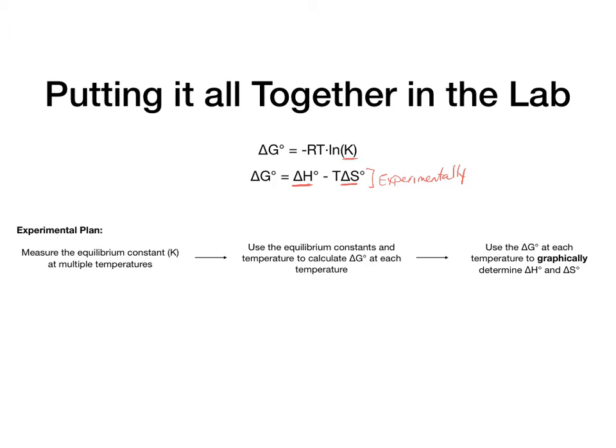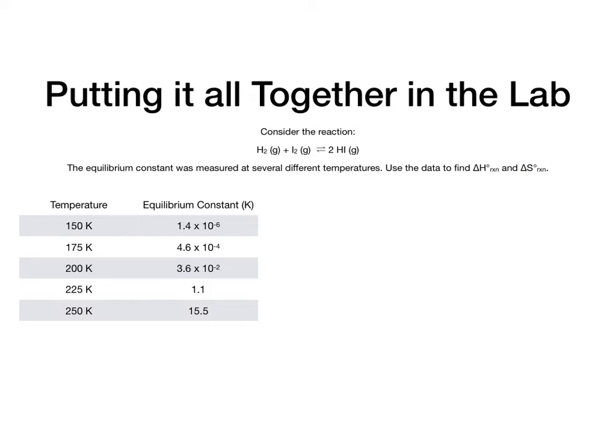And so an experimental plan looks something like: measure the equilibrium constant at multiple temperatures. We use those measured equilibrium constants to calculate the Gibbs free energy at each temperature. And then we graphically determine delta H and delta S using that delta G information. And this is actually what you are going to do in your second law of thermodynamics experiment. So, we've got to put this all together.